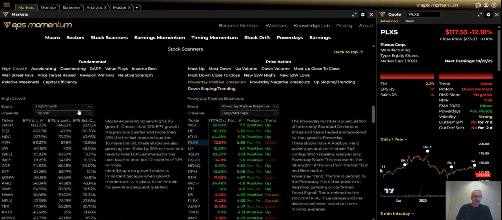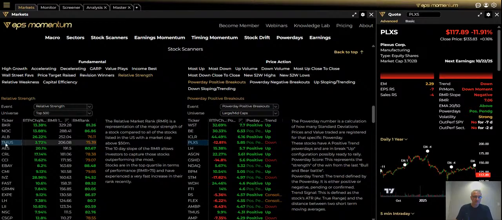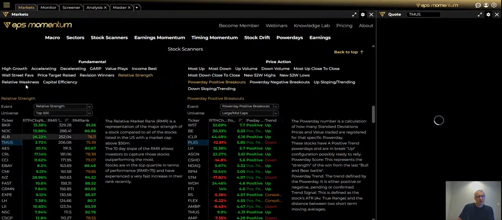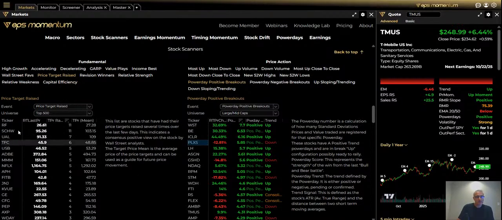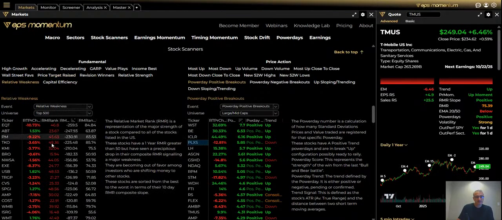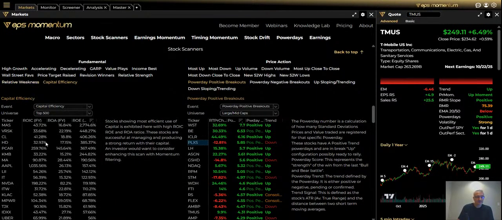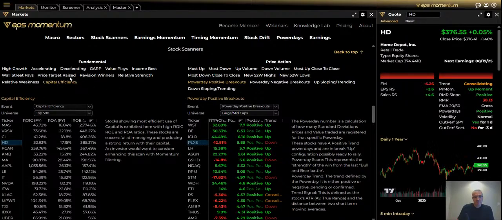There again, on the fundamentals, there's relative strength, very strong prices, very strong price move stocks. Wall Street favorites based on analyst recommendations. Price target raised or lowered, and you can see these stocks here. Relative weakness, really getting a little bit negative on some stocks, or capital efficiency. So based on ROE or ROIC, and you can pick on any of these. So again, we keep adding those scanners, those fundamental scanners.